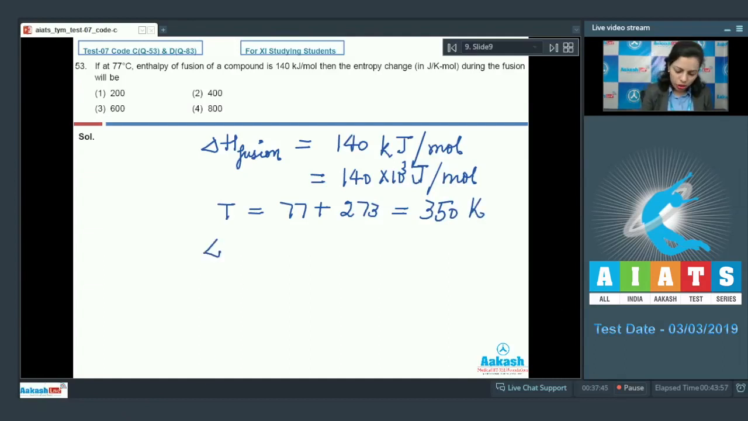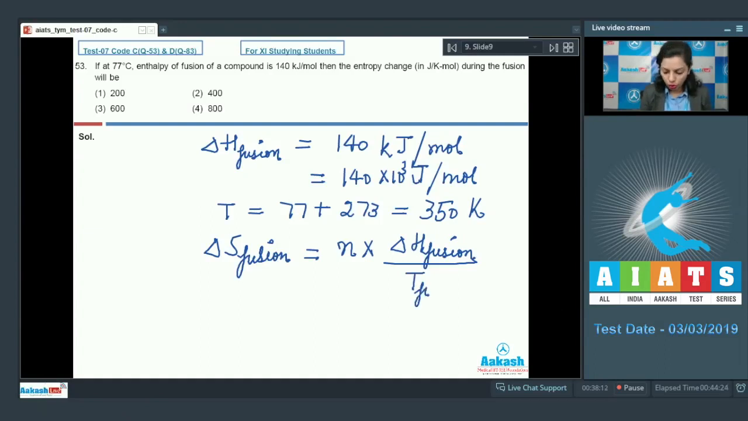Now, entropy change for this process. It means entropy for fusion you need to just identify. What's the relation? The relation is delta S equals delta H for fusion divided by temperature of the process of fusion. Very simple question. And in this case, the total amount of energy for the 1 mole of the process, it means enthalpy of the fusion is given, that is 140 kilojoule. So just place the values here to find out the correct answer.